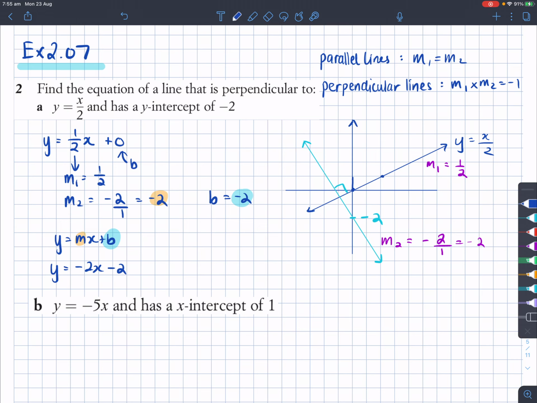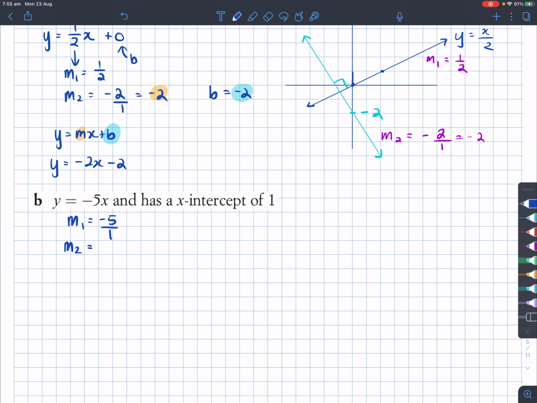Alright, question B. y equals -5x. Let's find out the gradient of that line. That means m1 equals -5. And m2, which is the gradient of the perpendicular line that we're going to find, is going to be the negative reciprocal of that one. So the gradient of -5 is the same thing as -5 over 1. If we flip that around, we get 1 over 5, and we've got to change the sign from negative to a positive.